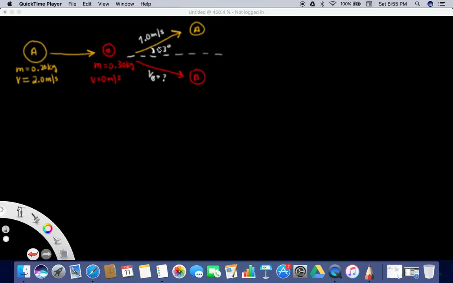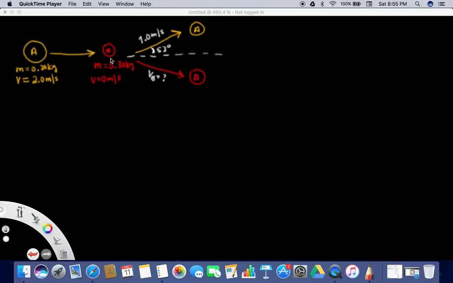Now, when ball A and ball B collide, ball A goes off at an angle of 53 degrees above the x-axis, with a velocity of 1 meter per second. And then we have ball B going in this direction. We're not sure at what angle and we're not sure at what velocity, and that's exactly what we need to find.